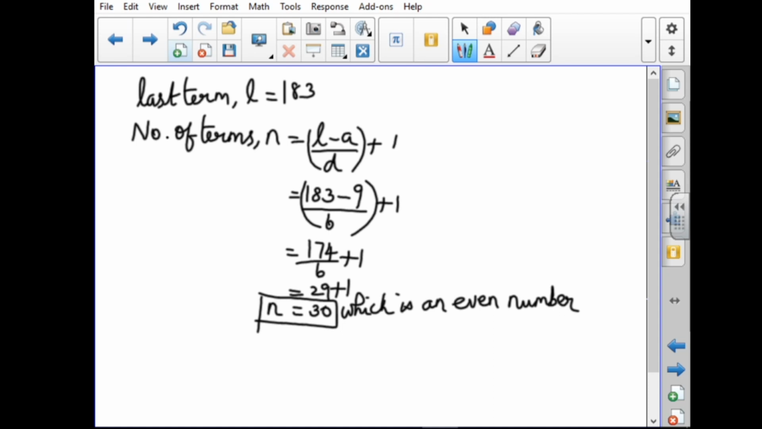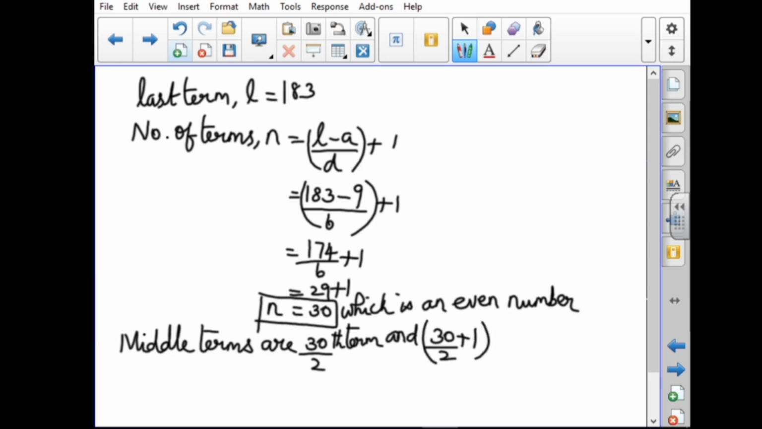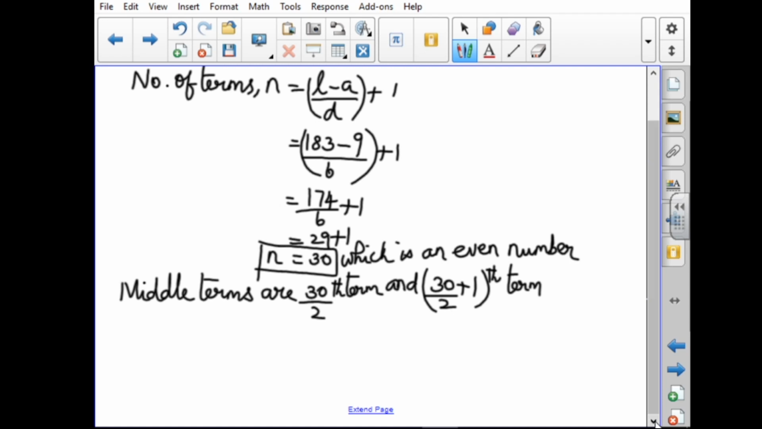So middle terms are the 30 by 2 term and the 30 by 2 plus 1 term, that is equal to the 15th term and the 16th term.